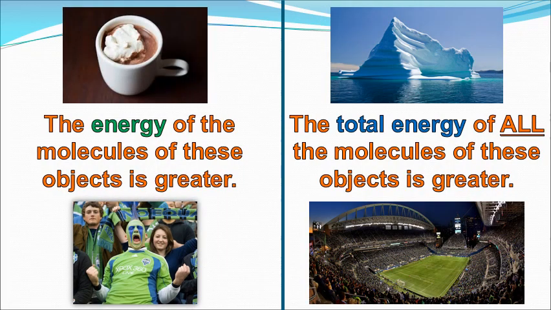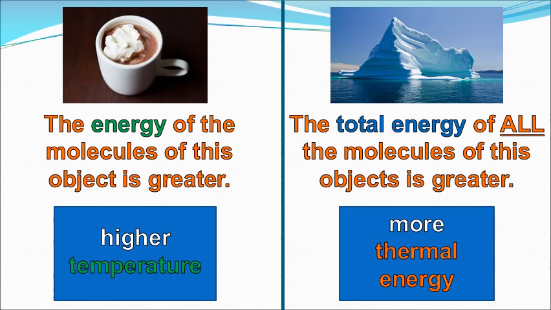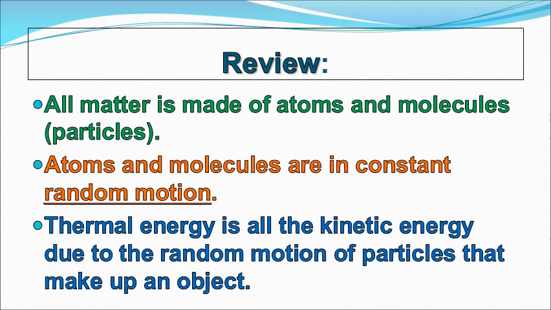And we related that to the mug of hot chocolate. So the mug of hot chocolate is warmer. It has a higher temperature. It's like the screamer, that single scream is loud compared to one snap. But when you have all of the snapping together, that would be like all of the kinetic energy of the molecules together. So the total of all of those is greater. So that means that our iceberg has more thermal energy, even though it has a lower temperature.